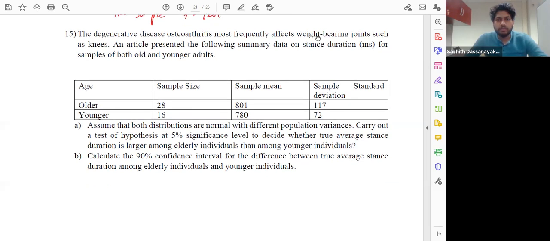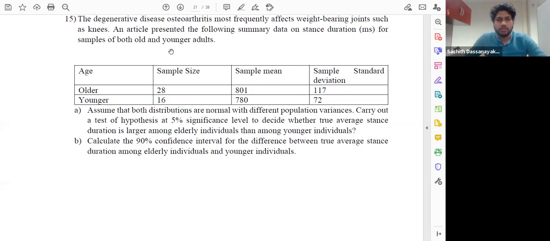Most frequently weight bearing joints, older and younger adults. These values are given. Let's say the sample size is n1 and this is n2. The sample mean is x bar, and let's say this is y bar. I'm taking these letters to reduce the complexity of this problem. So this becomes my s1, this becomes my s2. All numbers are based on samples: sample mean, sample standard deviation, sample size.